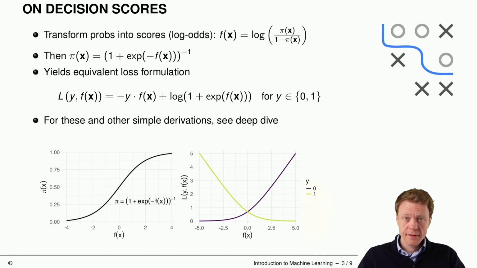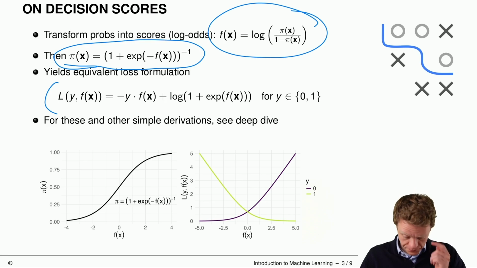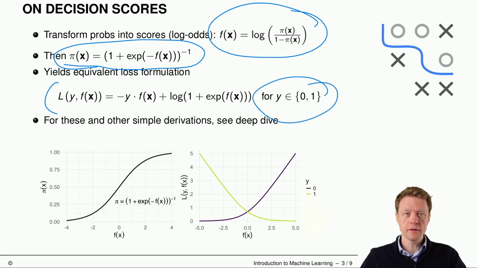What we can also do is that we do not look at the probabilities of y being 1, but at the odds or the log odds. So the odds are pi divided by 1 minus pi. Log of this thing here is then a score f. The inverse would be this formula here. I will not prove this, you can try this on your own. But if you plug this into the other loss function that we have seen before, then we get this loss here, minus y f plus log of 1 plus exp of f for y is 0 or 1.